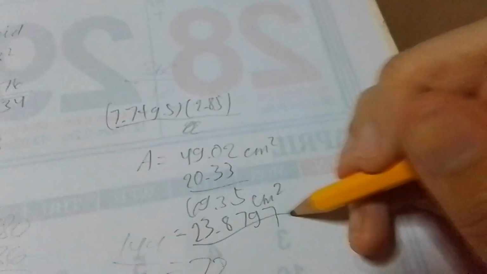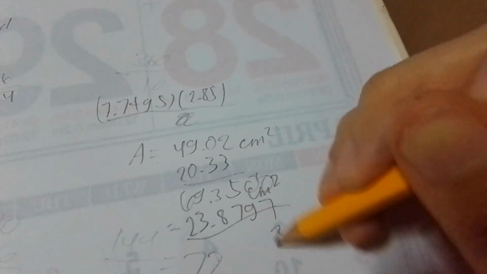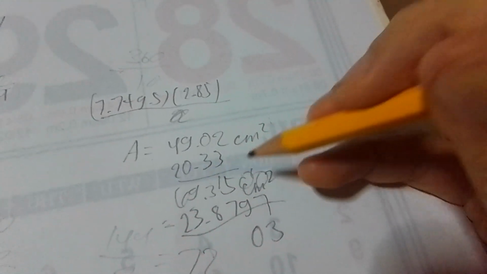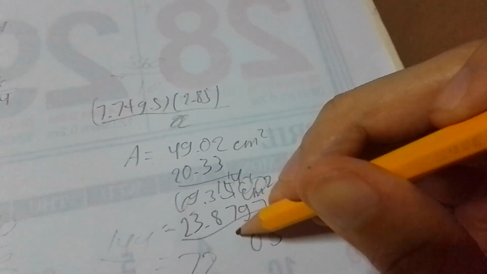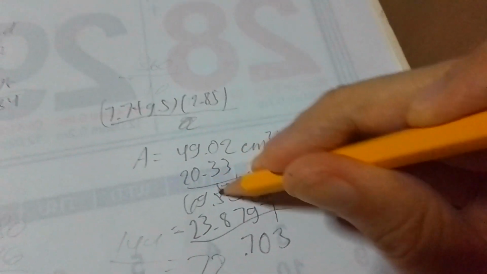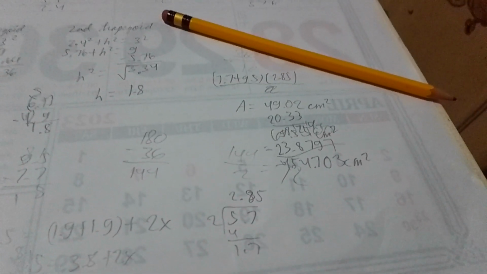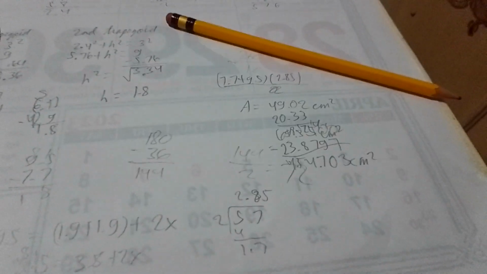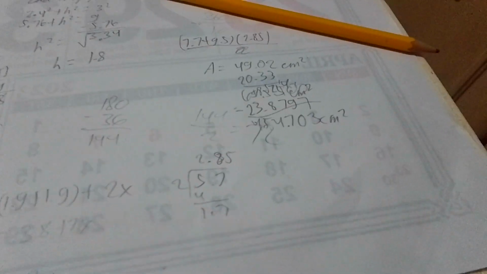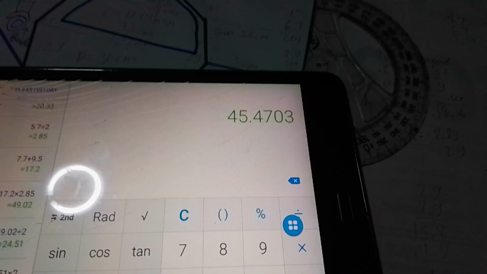So, ganito po yung mangyayari. 0, that becomes 3. 9, 0. 15, that becomes 4. 47 na lang. 7. 12 minus 8, 4. 8 minus 3, 5. Tapos, 45 na lang. So, yun po yung answer. Square centimeters. Check ko lang. So, tama. And then, we have our answer: 45.4703, which is C, right over here. That's it.